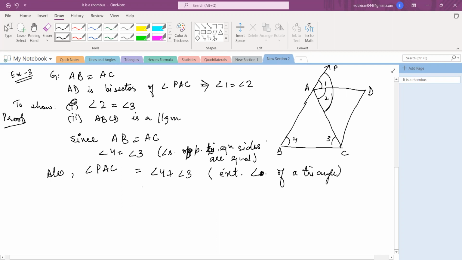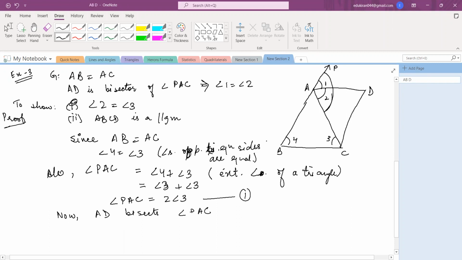So now since angle 4 is equal to angle 3, I can write angle 3 plus angle 3, which is equal to twice of angle 3. Angle PAC is equal to twice of angle 3. Let this be my equation number 1. Any problem so far? No, ma'am. Okay. Now this line AD bisects angle PAC. It is already given that AD is the bisector of angle PAC. Therefore, angle 1 is equal to angle 2. So can we write it like this? Therefore, angle PAC is equal to twice of angle 2. Can I write it like this?